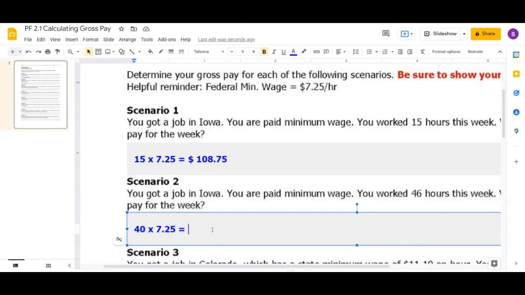So the first 40 hours, we get paid $7.25, so that's $290. But then for the other 6 hours, we are going to earn 1.5 times $7.25. All right, and so 6 times 1.5 times 7.25 is 65.25. So now we're going to add those together. 290 plus 65.25 equals 355.25.